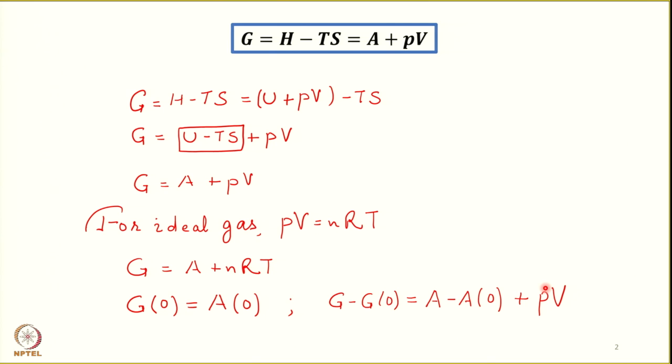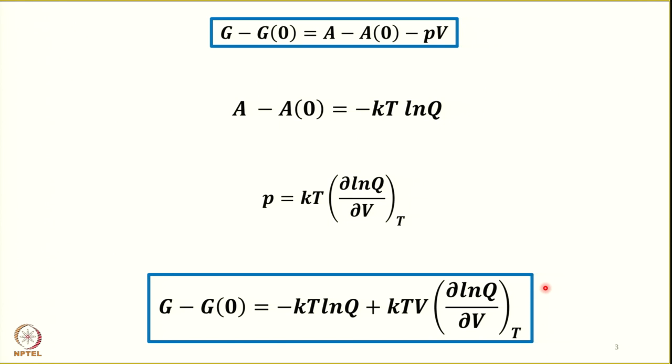And what are those equations? Let us take a look. A minus A0, we have already derived, is equal to minus KT log Q. K is Boltzmann constant, T is temperature in Kelvin, and Q is canonical partition function. We have also derived an expression which connects pressure with canonical partition function. Here, pressure is equal to KT into partial derivative of log Q with respect to volume at constant temperature.